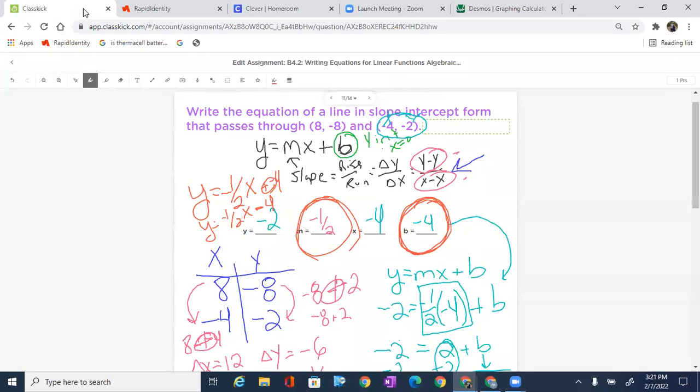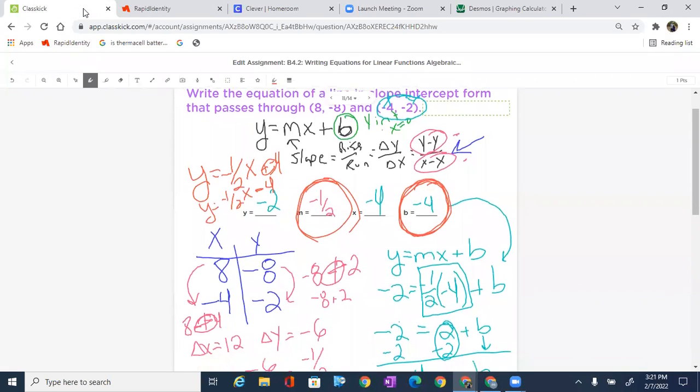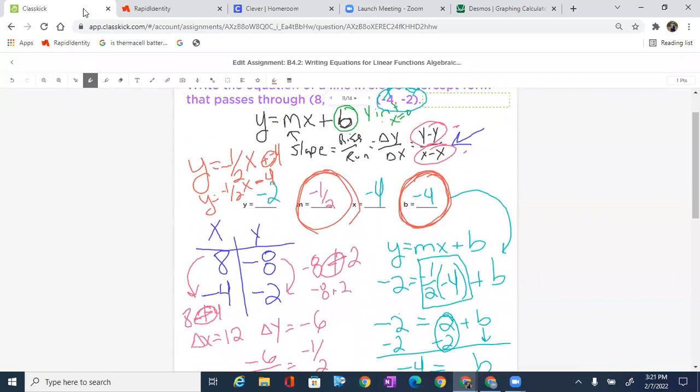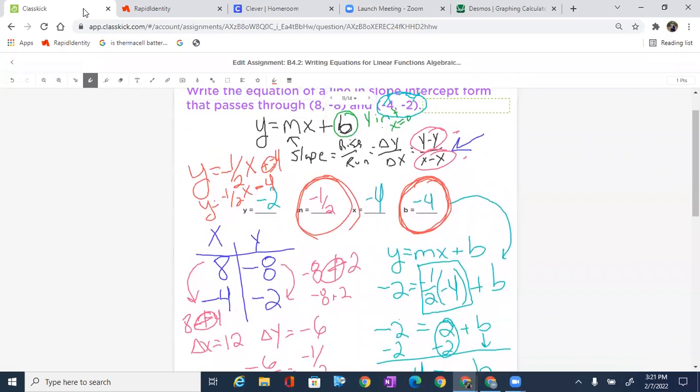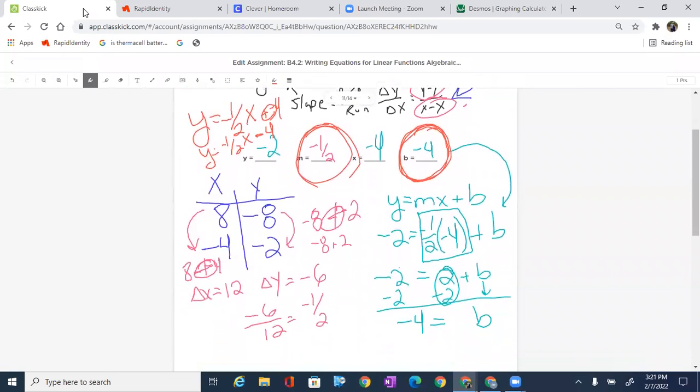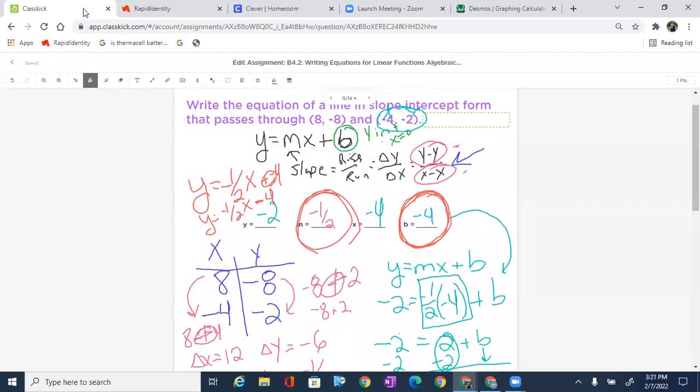So that's how we do this. We start by finding the slope between the two points by subtracting the x's and subtracting the y's. And then we use that information to find our y-intercept, over here on the right in the blue. And then we rewrite it and check our work.